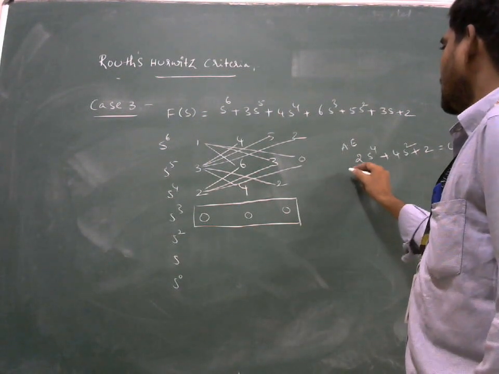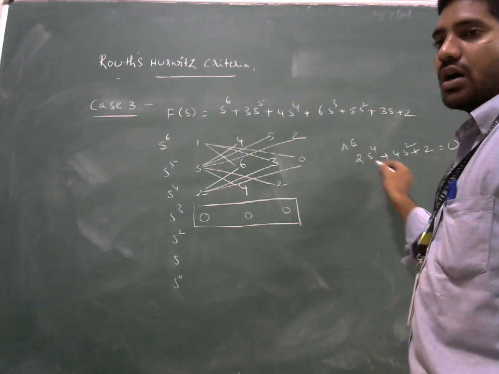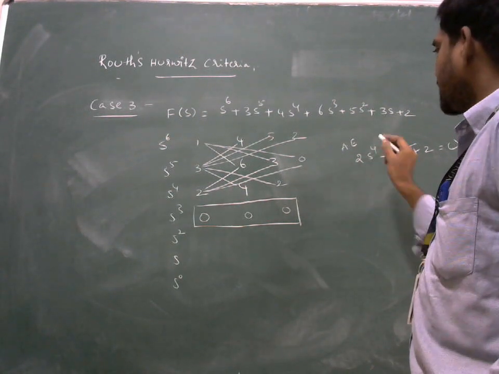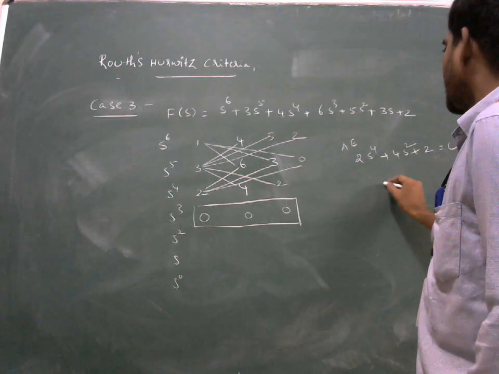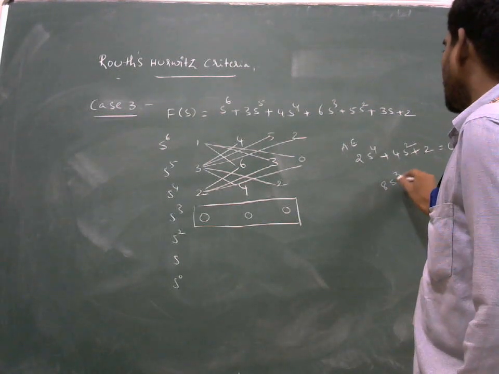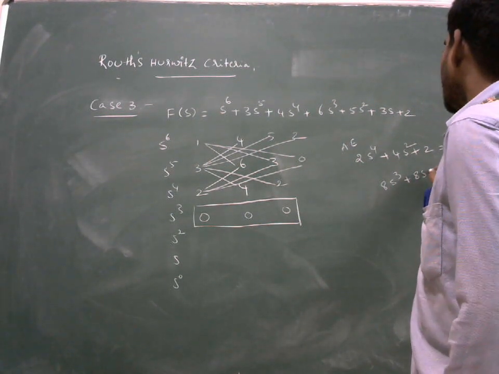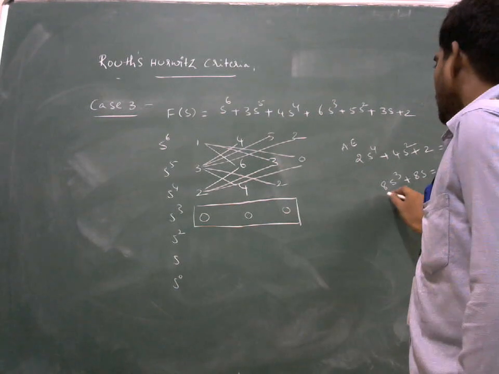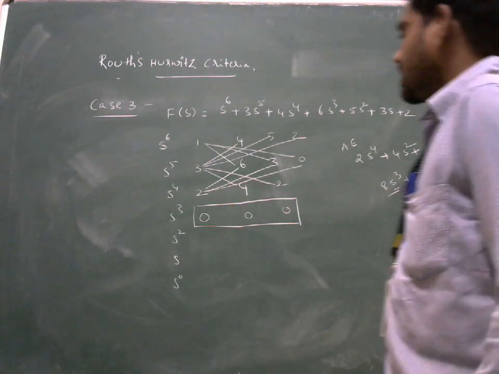Apply the differential of the equation. Now what are we going to get? 8s cube plus 8s is equal to 0. Now what is the coefficient in the place of this row?